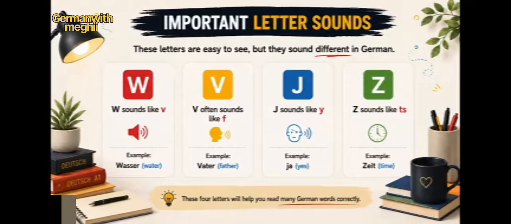Listen again. Der Vater. Now look at J. In German, J sounds like Y in English. For example, Ja. Ja means yes. And finally, we have Z. In German, Z sounds like T-S. For example, die Zeit. Die Zeit means time. So remember, W sounds like V, V often sounds like F, J sounds like Y, and Z sounds like T-S.